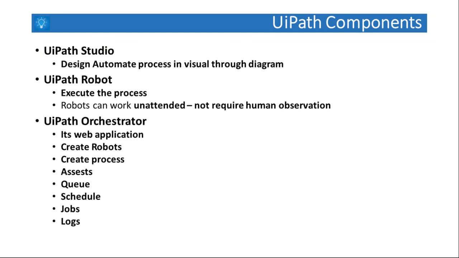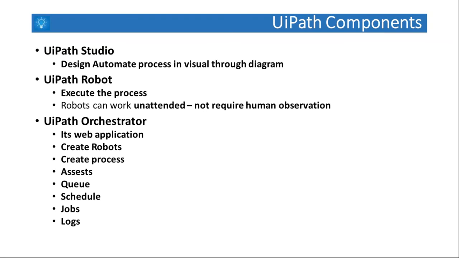So what is publish? After automating the process, I publish it, I mean to say I push it into my Orchestrator as a NuGet package. We'll discuss what a NuGet package is in upcoming sessions. So I'm converting the entire process into one package, and this package I push into Orchestrator.